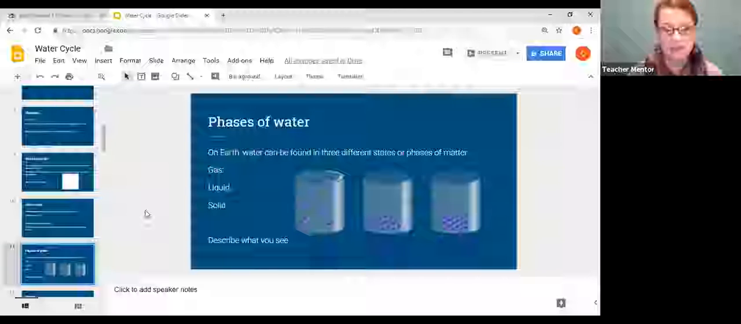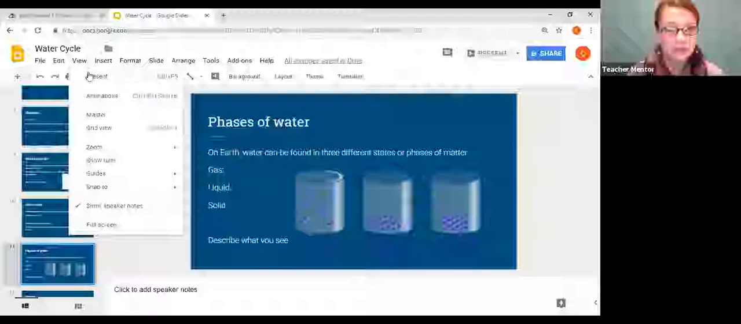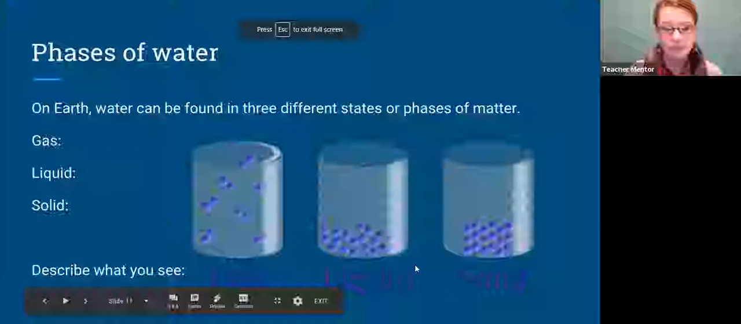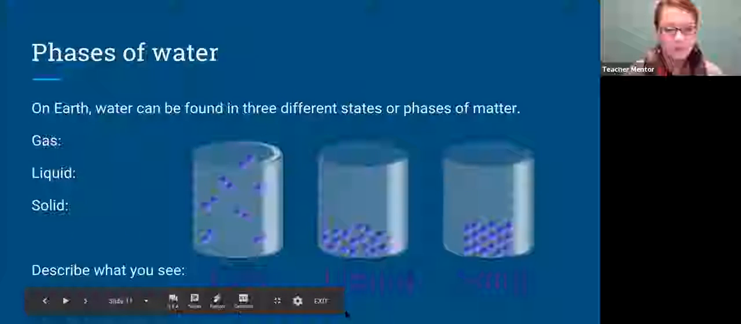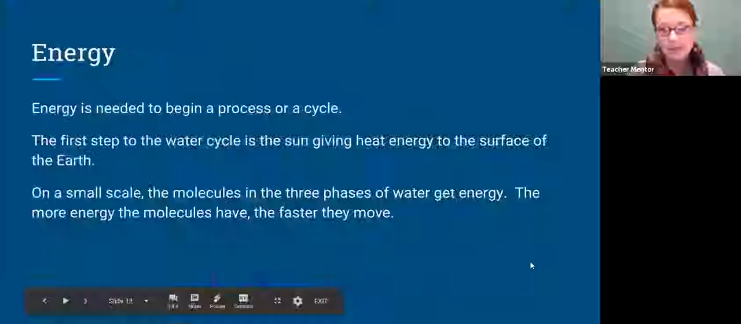What thoughts do we have? Let me maybe blow that up to make it a little bit easier for you. Oops, sorry. So what do we see? What do we see in gas? What do we see in liquid? What do we see in solid? Oh, sorry. Okay.